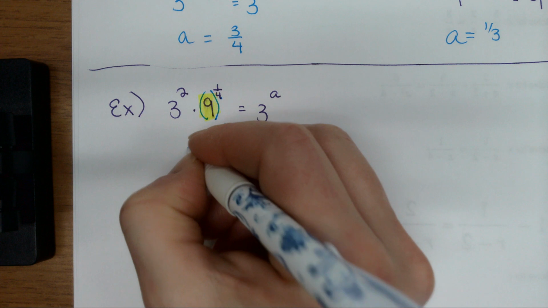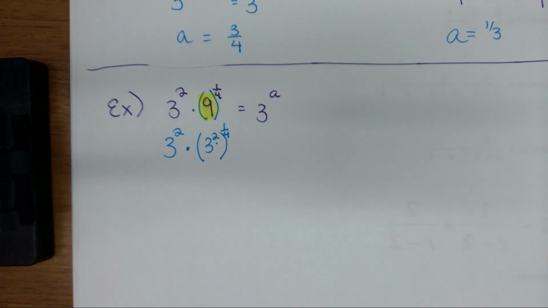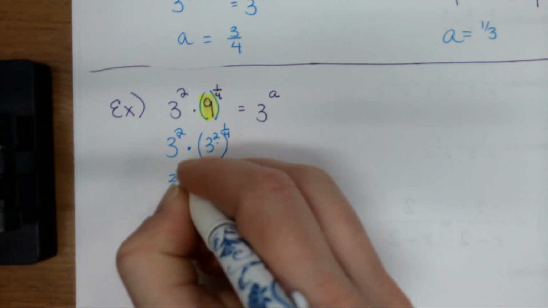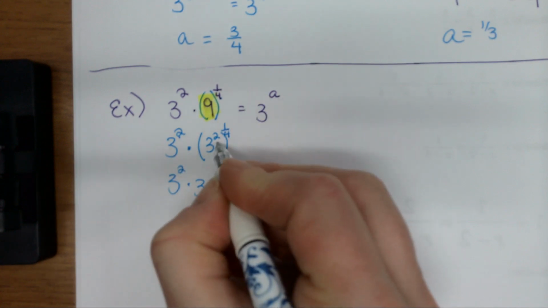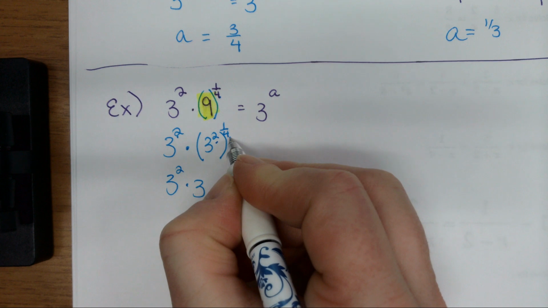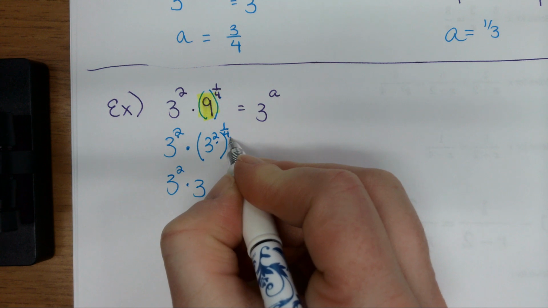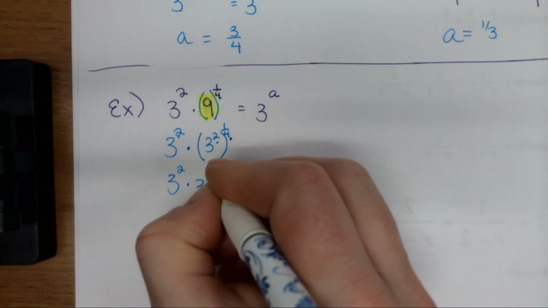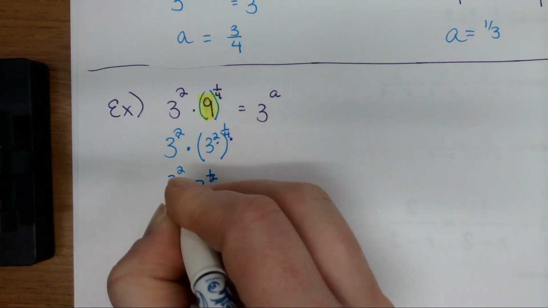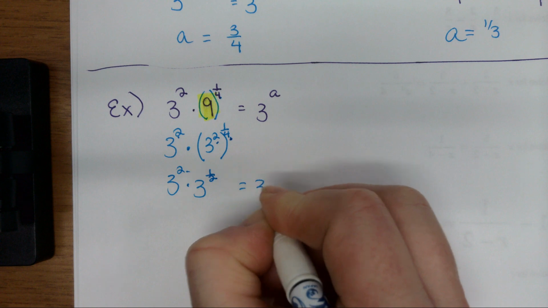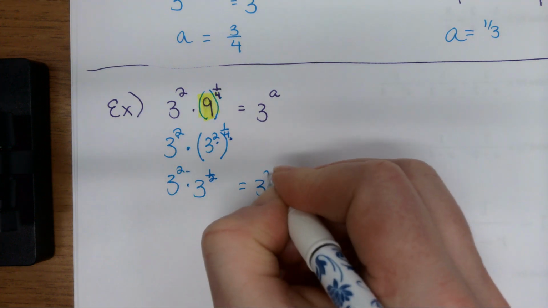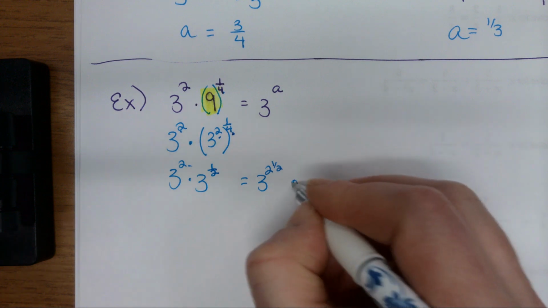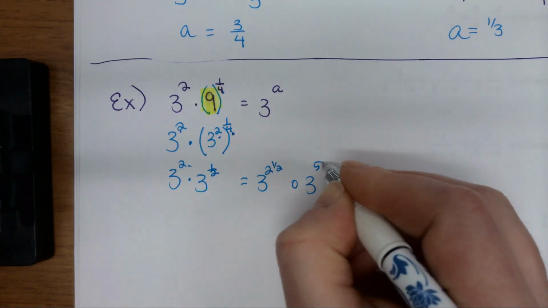Alright. Let's keep going. So we have 3 to the 2nd times 3. The exponent rule is you multiply those exponents together. So 2 times 1/4 would be 2/4, or 1/2. And then I add the exponents together. That would be 3 to the, you could say 2.5, I guess, or 5/2 might be better.